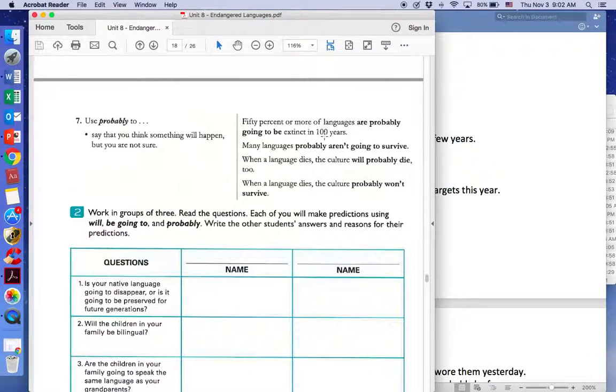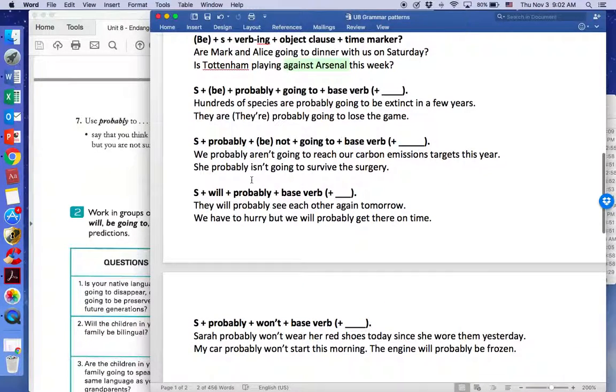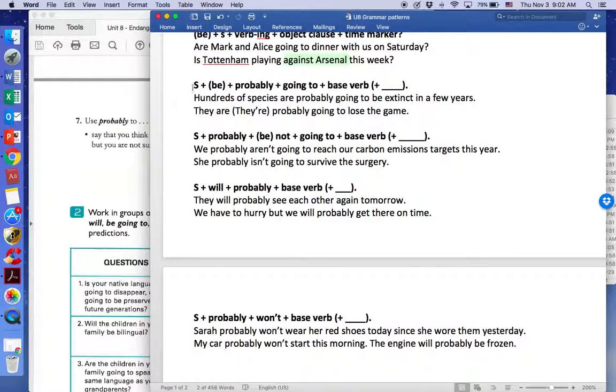Probably is not 100% certain. It's something you think will happen, but you aren't sure. It's not certain, but you think it will happen. There are a few different ways that we're going to use probably. The first one is with going to: subject, be verb, probably, going to, base verb, optional object clause.